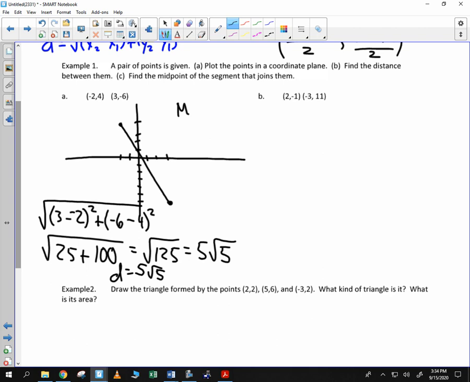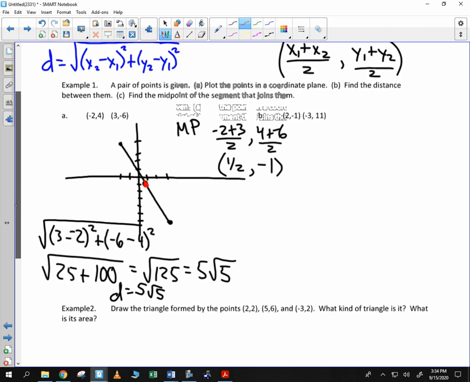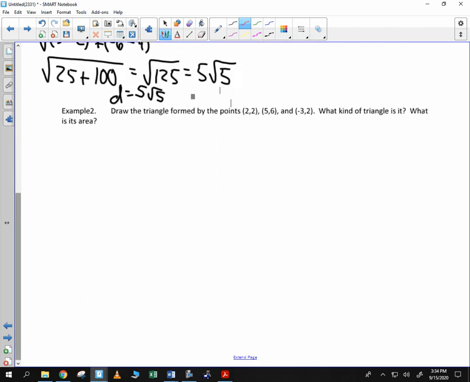For the midpoint, we add the x values, negative 2 plus 3 divided by 2, and we add the y values, 4 plus negative 6 divided by 2. Notice you get 1/2 and negative 1. Now, if we check 1/2, negative 1, that should be about the coordinate of the midpoint, which you could see if you look at your drawing, it looks like that fits. So I don't think we have to do the second example. The use of the midpoint formula and the distance formula is something you've seen before, and I think one example is pretty good.